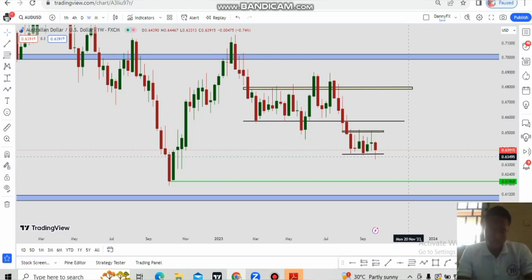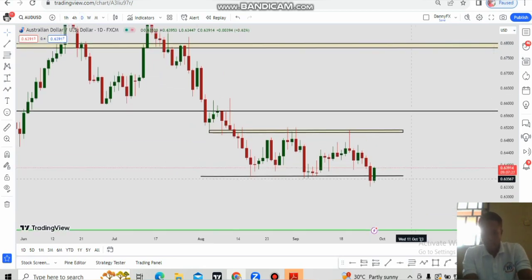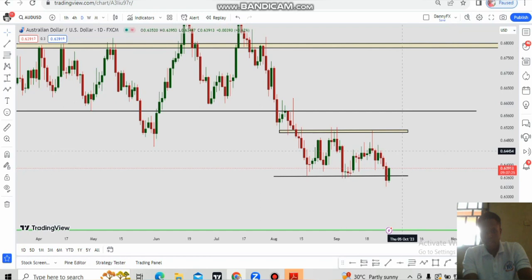Now we have seen the weekly is moving sideways currently, and is struggling to break out from this our black line. Weekly is currently struggling to break out from this black line.